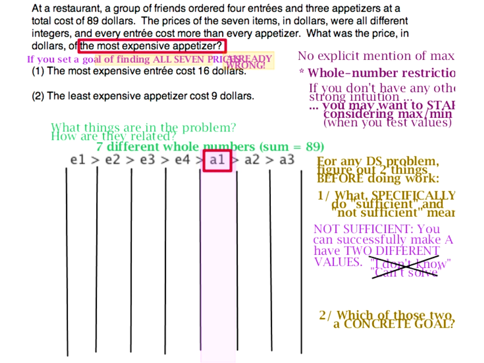Sufficient means I'm stuck with just 1 value for A1, not for everything in the chart, but specifically for my goal, which is A1. Which one of these is the goal that you are trying for? When you do the work in this chart, are you trying to get sufficient or are you trying to get not sufficient? Tell me in the chat box. Which one of these is the goal here? It's not both of them.